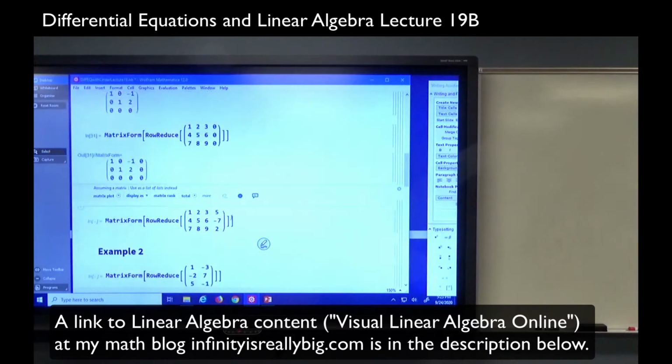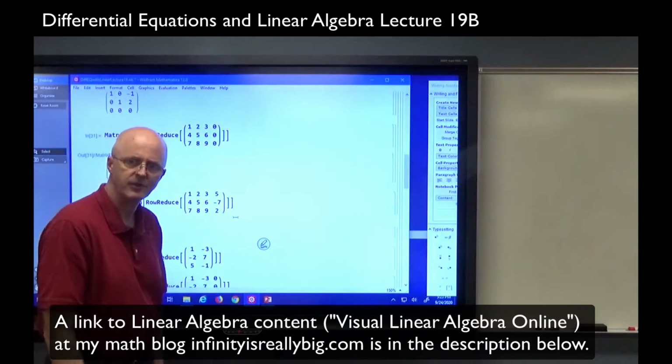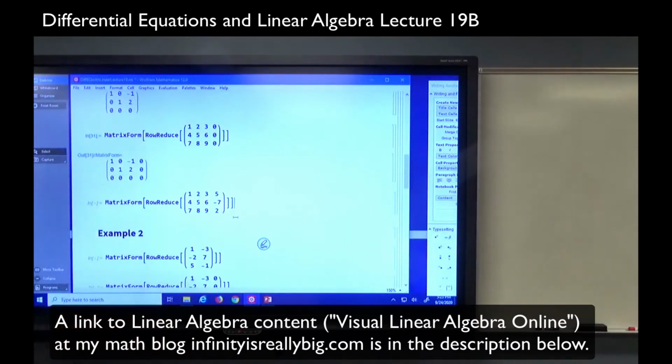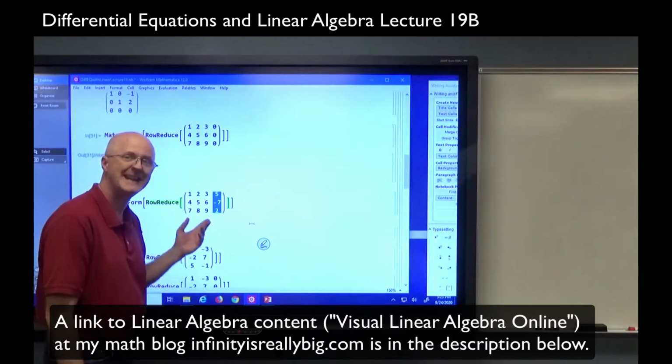What about the column space? I claim that it's not all of R3. How would you know that? Well, if you pick an arbitrary vector on the right-hand side, somewhat random, like the one I picked there, in all likelihood you'll get an inconsistent system.